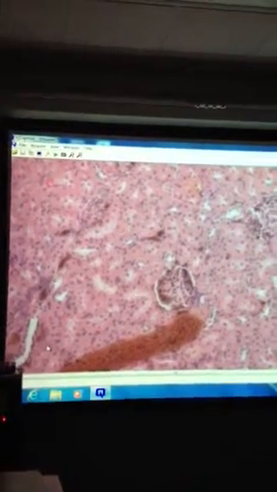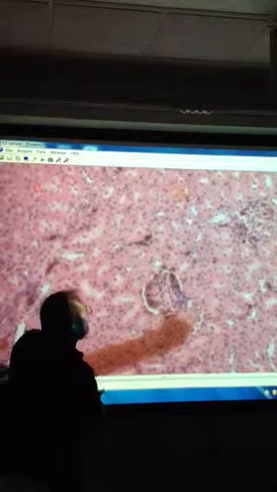Okay, now, what are the different kinds of tubules we can see around the glomerulus, or the renal corpuscle? Proximal convoluted tubule and distal convoluted tubule. All right, how are we going to tell those apart? Well, let's find a better section first.